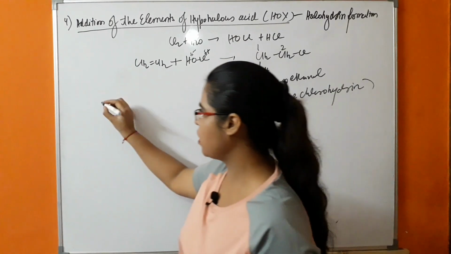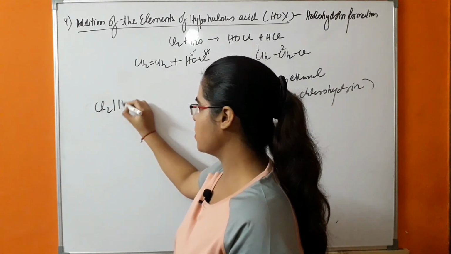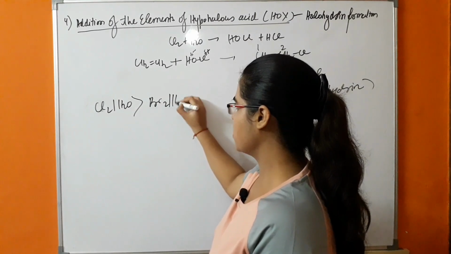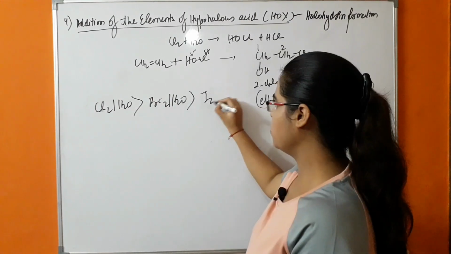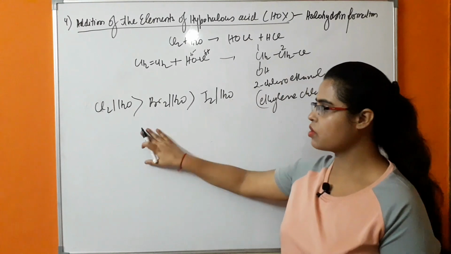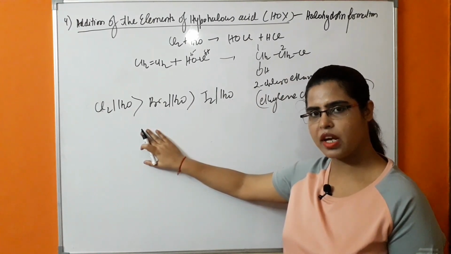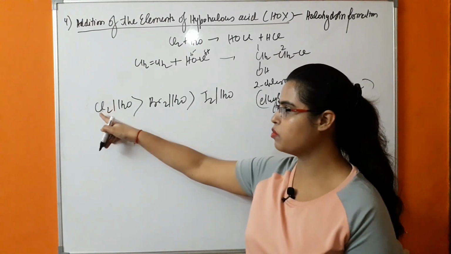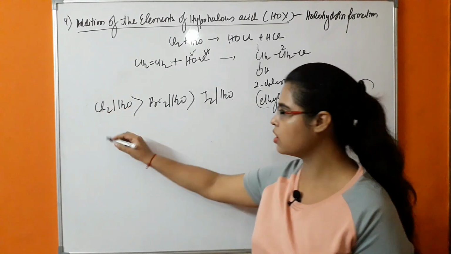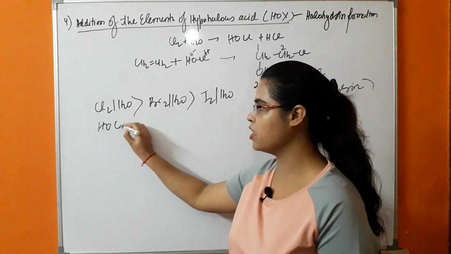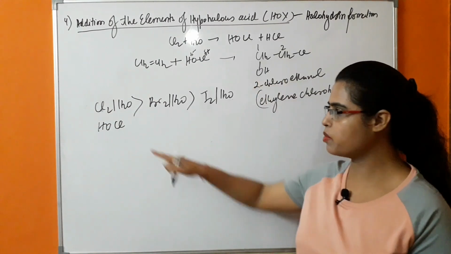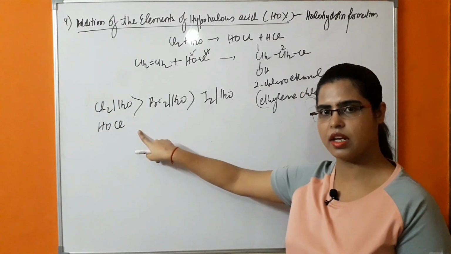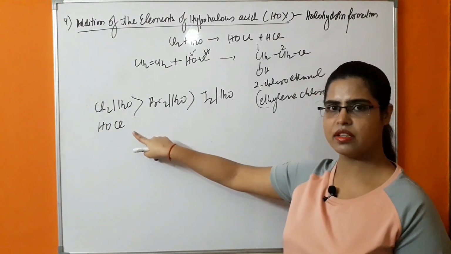Before starting the mechanism of this reaction, first of all, what will be the order of reactivity of hypohalous acid? It will be given as Cl2 in the presence of H2O, Br2 in the presence of H2O, I2 in the presence of H2O. This is the order of reactivity of hypohalous acid. It means the most reactive hypohalous acid will be formed by chlorine when reacted with water, so there will be formation of HOCl. It means the most reactive hypohalous acid is HOCl. So what will happen in this case?